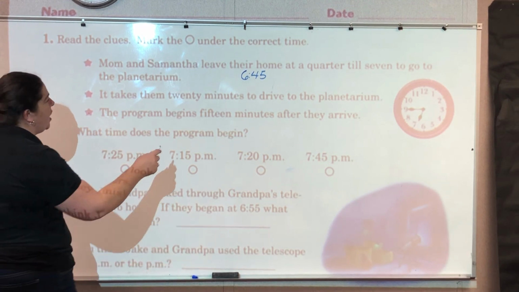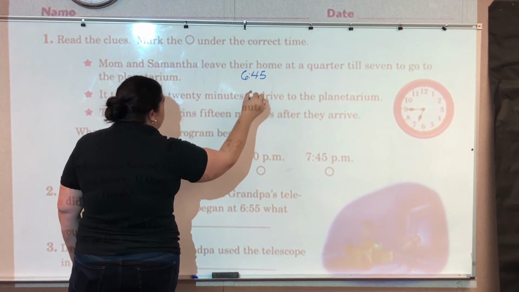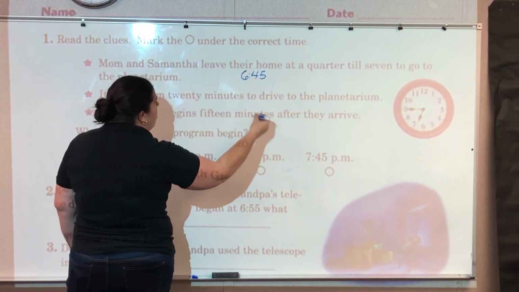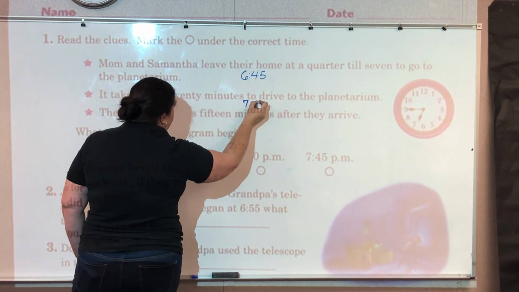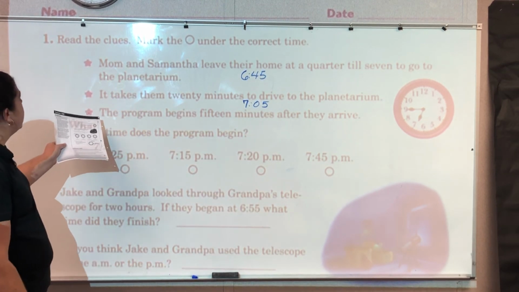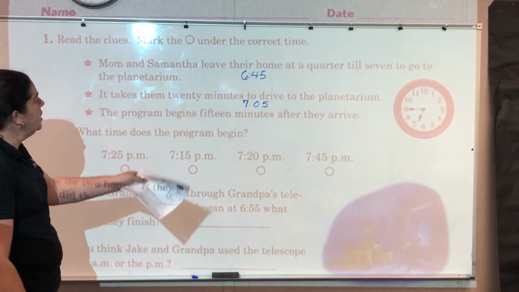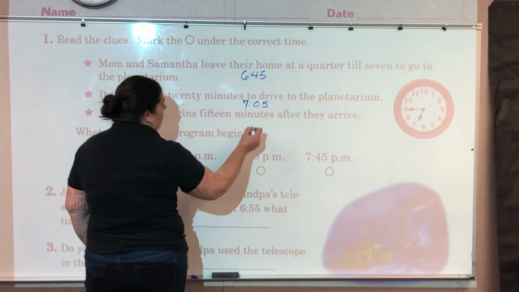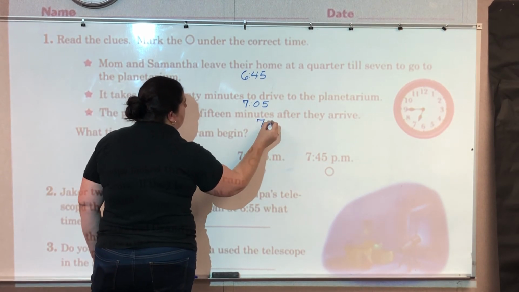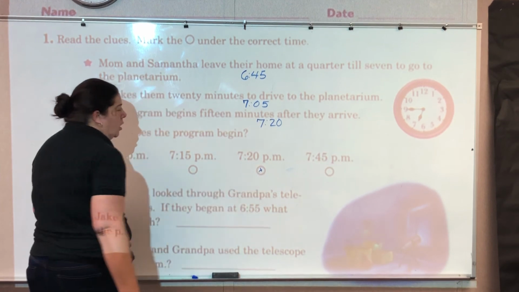Now, 6:45 and then add 20 minutes. If we add 15 minutes, you'll get to 7 o'clock. 5 more minutes would be 7:05. The last clue says the program begins 15 minutes after they arrive. What is 15 minutes after 7:05? 7:20. Very good. And so we need to go ahead and mark this answer.